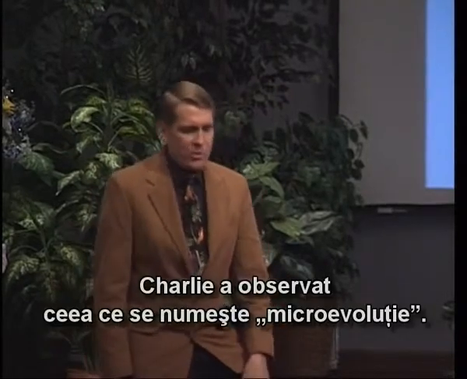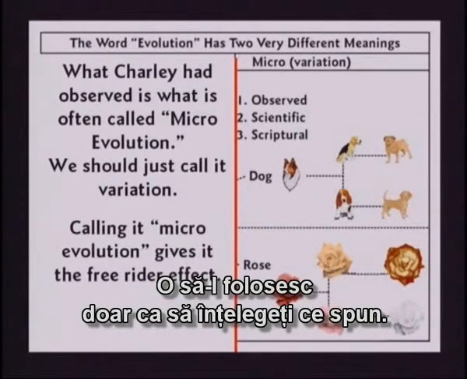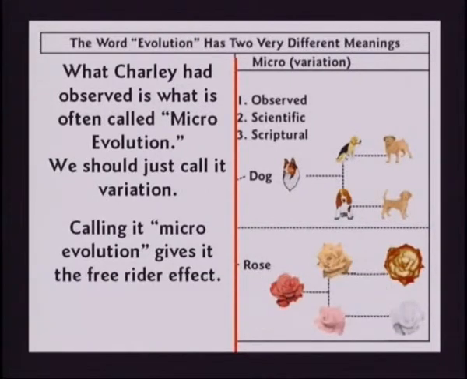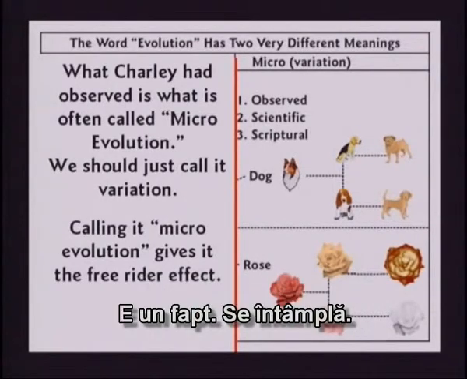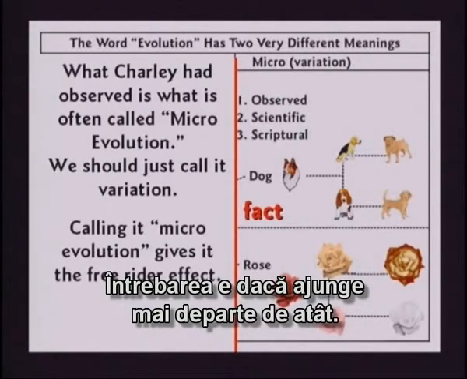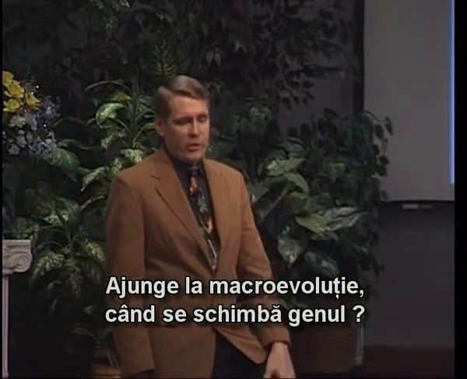Charlie noticed what is sometimes called microevolution. I don't like that word. I think it confuses kids. Okay, I'm going to use it, but you understand what I mean. Microevolution is actually just a variation, okay? Dogs produce a variety of dogs. Roses produce a variety of roses. Nobody argues about that. It's a fact, folks. It happens. The question is, does it go any farther than that? Does it go into what we call macroevolution, where he changed to a different kind?